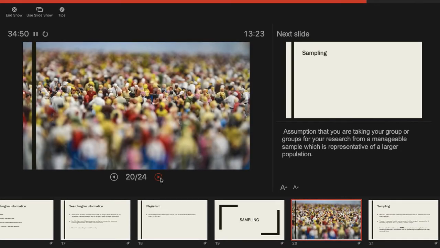Okay, so there's this assumption that you are taking your group or groups for your research from a manageable sample, which is then seen as a representation of a larger population. So with sampling, especially in the field of education, we don't generalize, and so therefore your sample will not be seen as a representation of the general populace. But that will also depend on the type of paradigm that you use in your study.